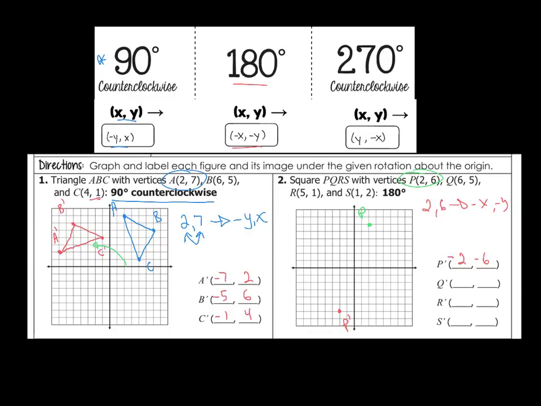So on and so forth with Q, R, and S. I'm not going to plot the originals. You can do that on your own. But let's just talk about the coordinates. 6, 5 is going to get mapped to the opposite, negative 6, negative 5. 5, 1 is going to get mapped to the opposite for both, negative 5, negative 1. And S prime is going to get mapped to the opposite, negative 1, negative 2. Now you finish plotting and finish this question.